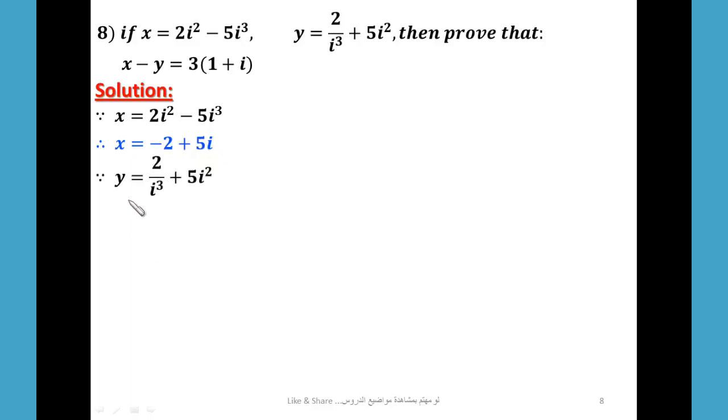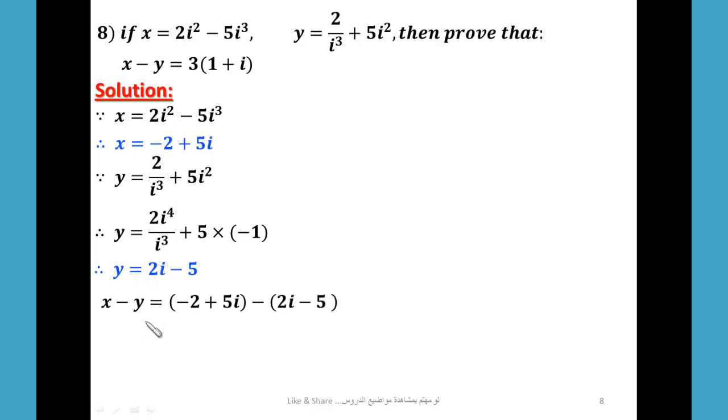And we simplify y. Since y equals 2 over i cubed plus 5i squared, we can write 2 as the product of 2 multiplied by 1, and 1 is i to the power 4. So we substitute 2i to the power 4 over i cubed plus 5i squared, and i squared equals negative 1. Again, 2 equals 2i to the power 4 as i to the power 4 equals 1. And you divide, so we have y equals 2i to the power 4 divided by i cubed, which equals 2i. 5 multiplied by negative 1 is negative 5. Now we have the simplest form of each of x and y.